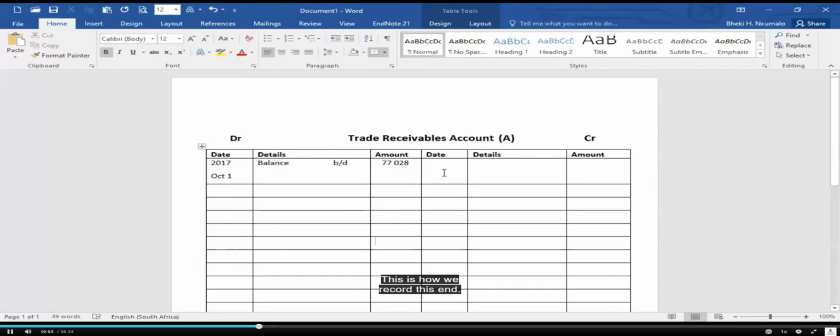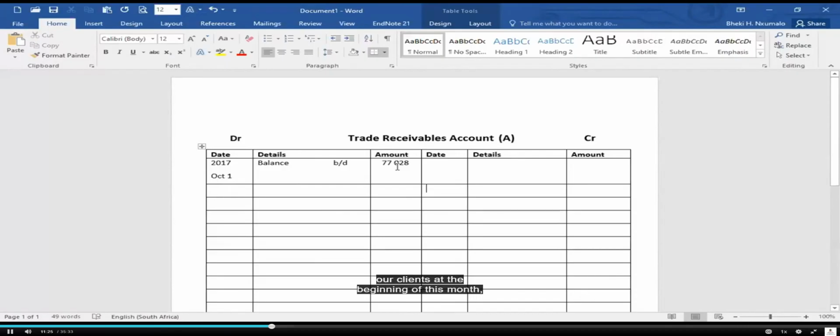Why do we record 77,028 Rand on the debit side? Because we are dealing with an asset account. For an asset account, there is a balance given. If there is no opening balance, we don't worry. We just record the entries given. So in other words, transactions or entries from journals, then we post to our ledger. So that is the first entry. Already our clients at the beginning of this month, which is the 1st of October 2017, owe us a total amount of 77,028. That is the total amount they owe the business.